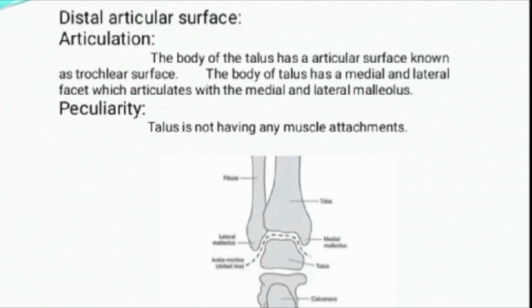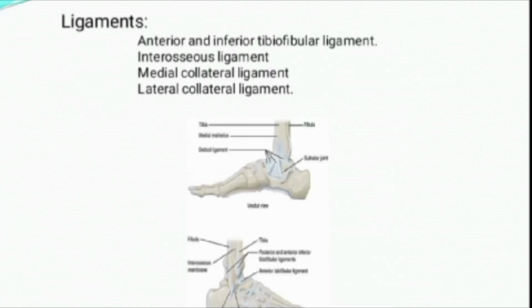Distal articular surface. Articulation: the body of the talus has an articular surface known as the trochlear surface. The body of talus has a medial and lateral facet, which articulate with the medial and lateral malleolus. Peculiarity: talus does not have any muscle attachments. Ligaments: anterior and inferior tibiofibular ligament, interosseous ligament, medial collateral ligament, and lateral collateral ligament.